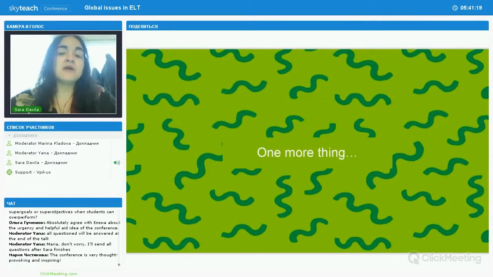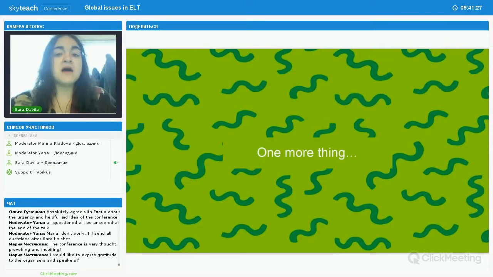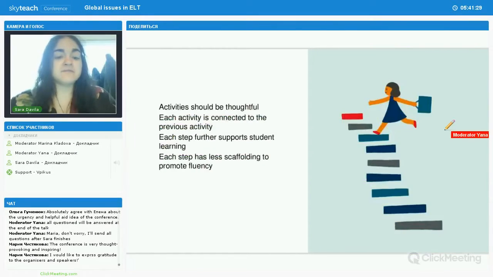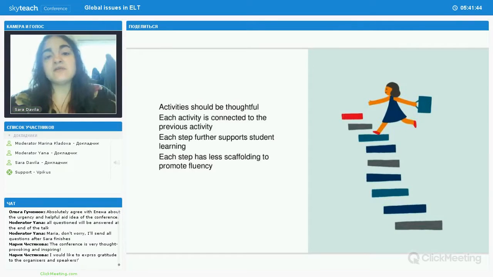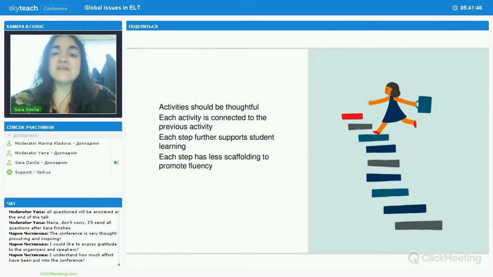To give a little bit more insight into this, we're going to actually look at some lessons and see how those learning objectives can help us. And there's one more thing that we want to keep in mind with scaffolding in our lessons. When we're using activities to help us scaffold lessons and to help us scaffold the content that we're presenting to our students, we want to be sure that the activities that we use are thoughtful and that each of these activities builds towards our students being successful with the language that we want them to learn.